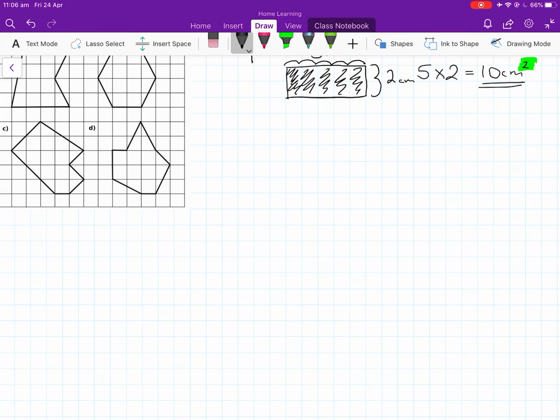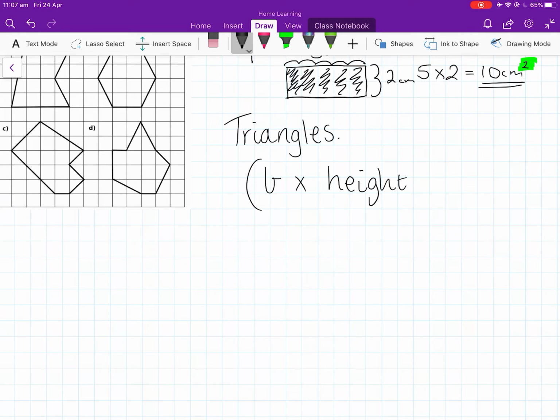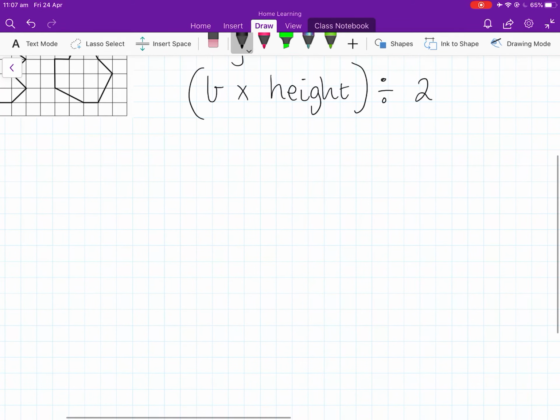Okay, now this is something that might be new to some of you. When we're looking at the areas of triangles, we have the same formula that applies for all triangles. This works for every single triangle, and you'll be able to use this formula throughout high school and any maths in the future. So the formula is the base multiplied by the height of the triangle, and then divide our answer by 2.